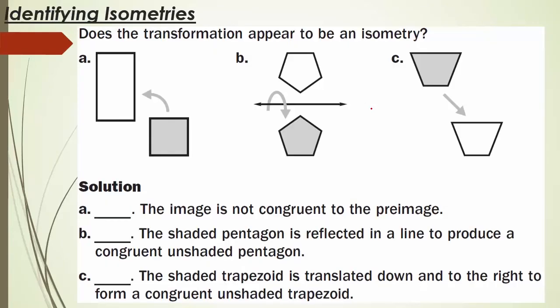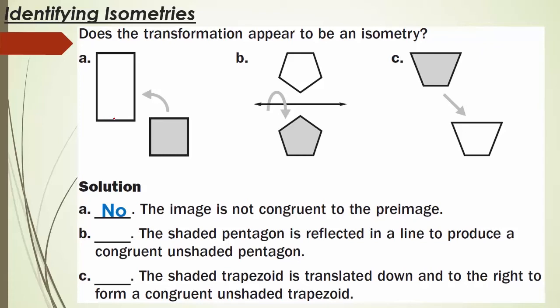Example 2, identifying isometries. Does the transformation appear to be an isometry? Remember, isometry means that the size of the image does not change. So their pre-image and image are the same size. Looking at example A, we're going from this gray shaded figure, which looks like a square, to a rectangle. And you can see visually that the size has changed. So no, the image is not congruent to its pre-image, so it's not an isometry.